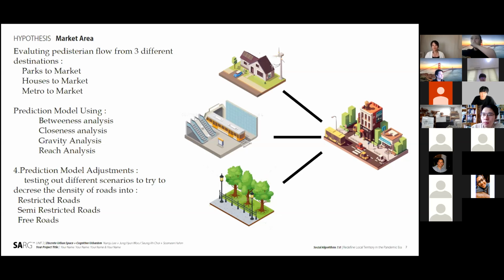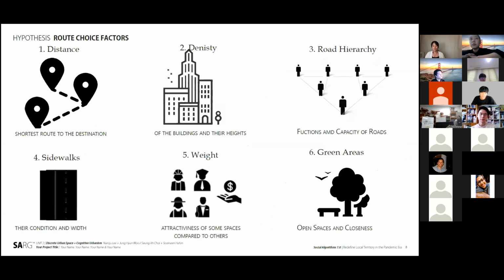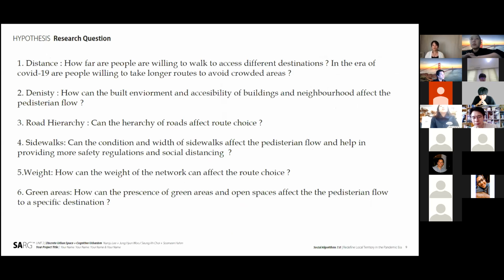So we wanted to divide the routes around the market into 3 different routes: restricted routes, semi-restricted, and 1 for free routes. And we decided to see what factors could affect the flow of the people from different destinations to the market, like the distance and the sidewalks, the weight of the destinations itself, and the density on route hierarchy. And we decided to develop some research questions on how, by changing each factor, it can change the flow of the people to the destination.